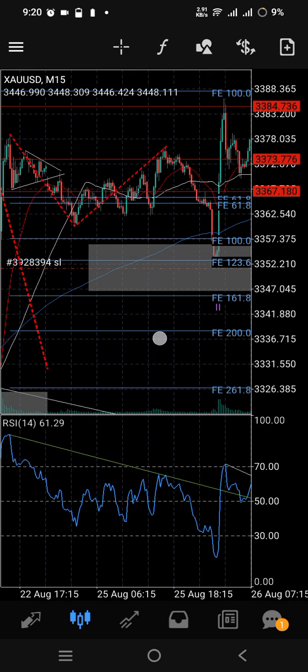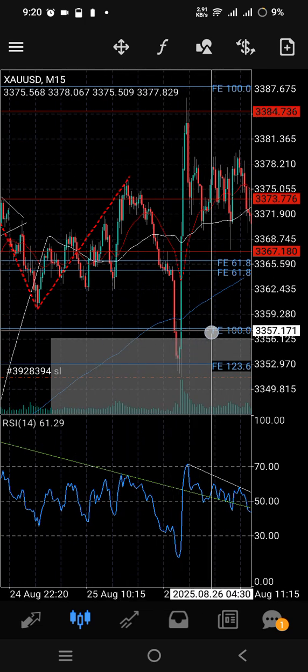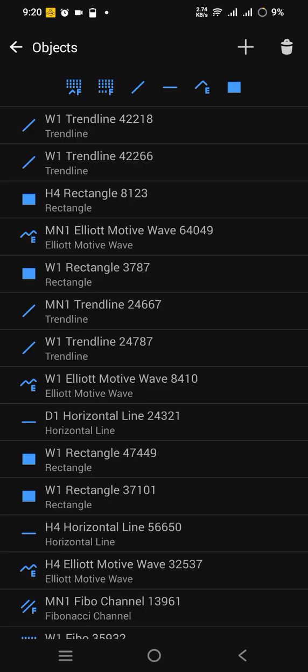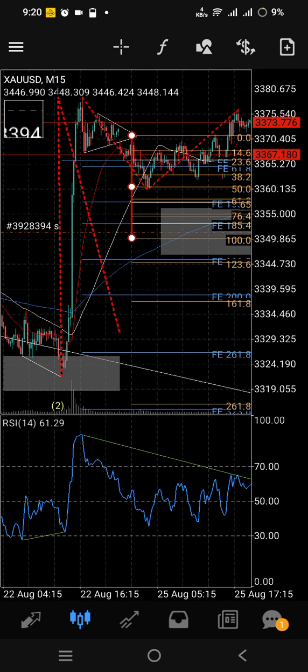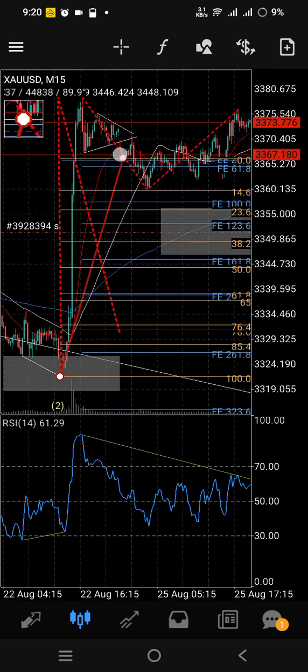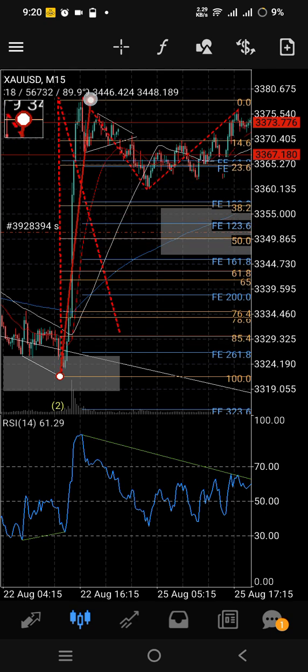So if I placed a limit trade at the 100 level, let me pull out the Fibonacci retracement so that I have proper accurate readings. 7 minutes in.